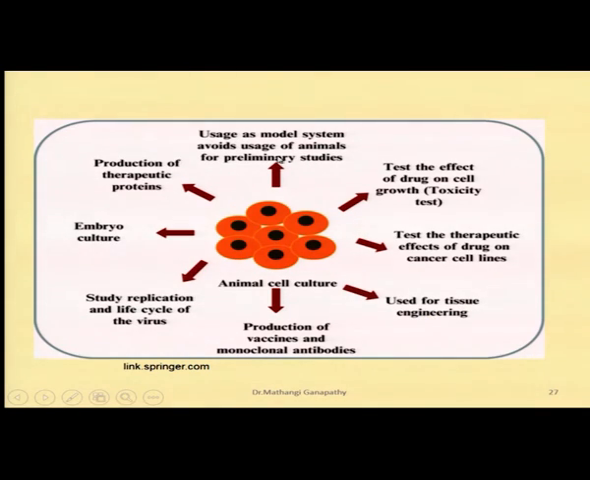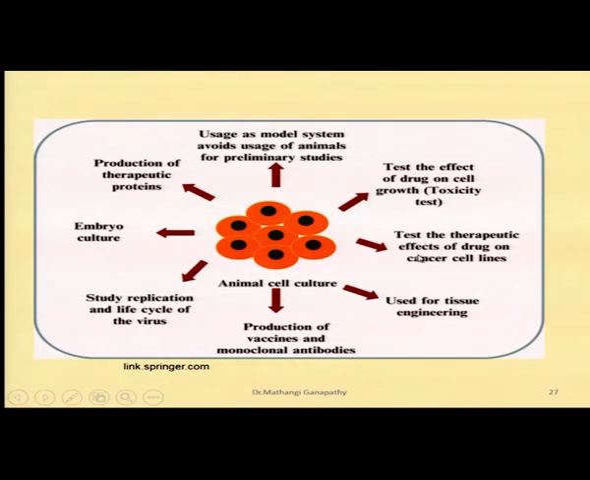So if you see what are the basic applications of animal cell culture, it can be used as a model system, because instead of using animals to test, we can use the cell lines as a model to know the effect of a particular drug or treatment. Then if it succeeds and there are no bad or toxic effects, we can take it to the animal models. Second is to test the effect of a drug on cell growth, which is the toxicity test.